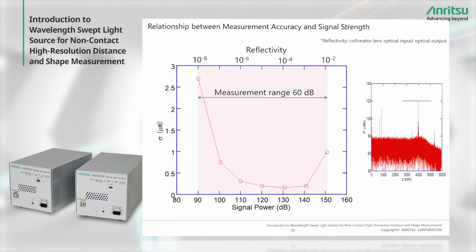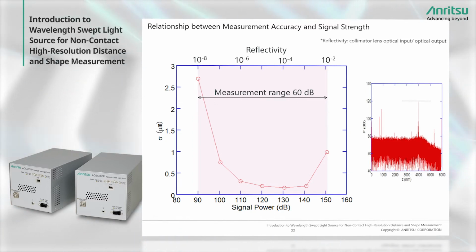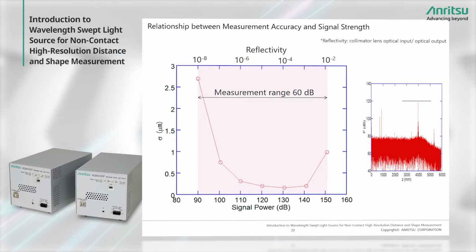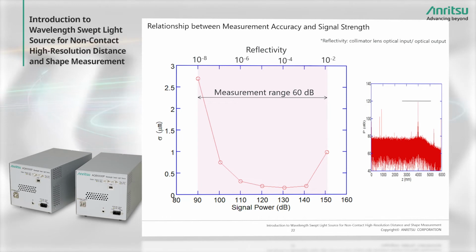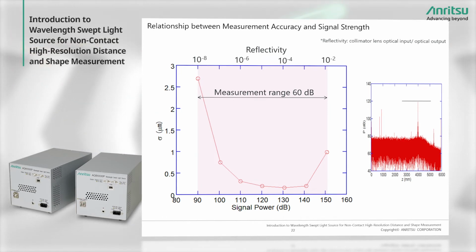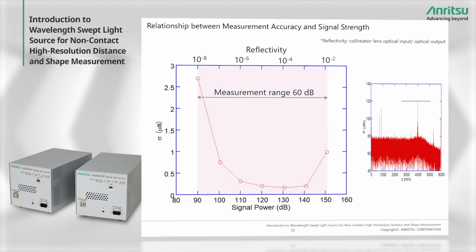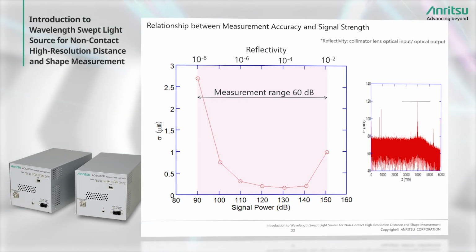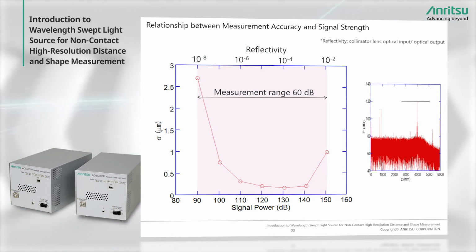Incidentally, here, we define the reflectivity equivalent to the weakest optical signal power of 90 dB. In other words, it is the proportion of light returned to the fiber by the collimator lens versus the light emitted from the collimator lens. From calculation, we can say that measurement with micrometer order accuracy is possible if light is returned with a reflectivity of about 10 to the -8th power, or 0.01 ppm.